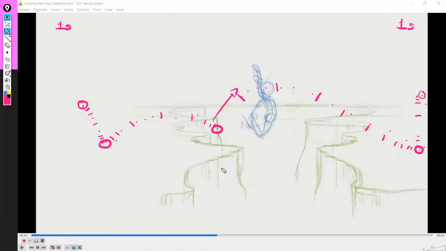This is why keyframes are so important, because they mark out these important places where you need the audience to recognize what's happening. And they also tell you where to slow in, where to slow out.